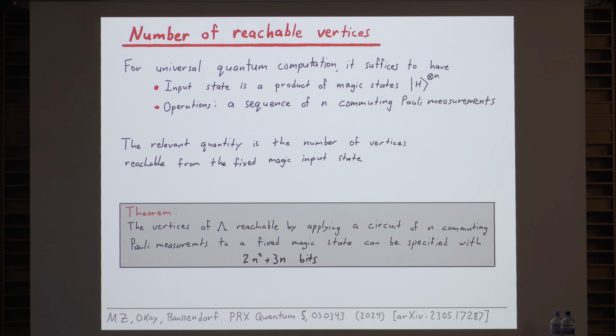But we have this new result from last year that says you don't actually need access to all the vertices. You only need a small subset of them. So here's what this result says. First, for universal quantum computation, you don't need arbitrary sequences of Clifford Gates and Pauli measurements.